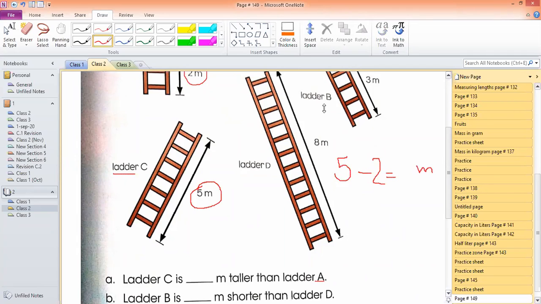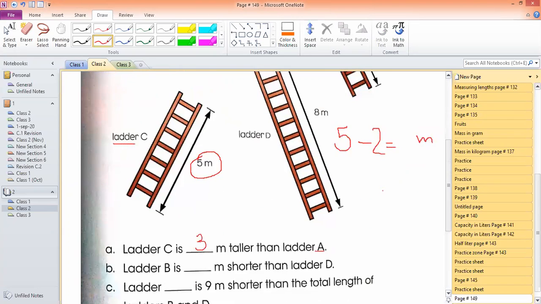Yes, guys, 5 minus 2 is equal to dash meter. How many meter? 3 meter. Very good. So you will say ladder C is 3 meter taller than ladder A. How do you know? Because ladder C is 5 meter tall and ladder A is 2 meter tall, so 5 minus 2 is 3.